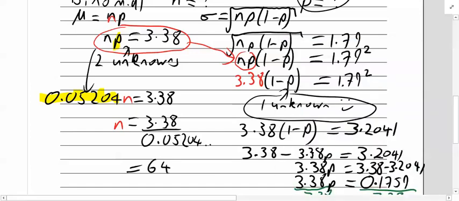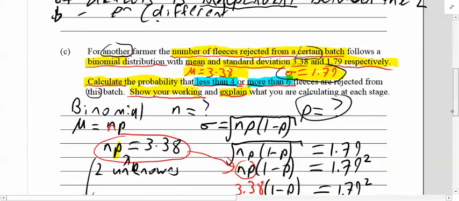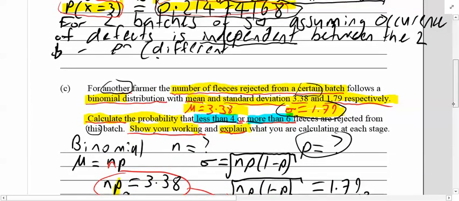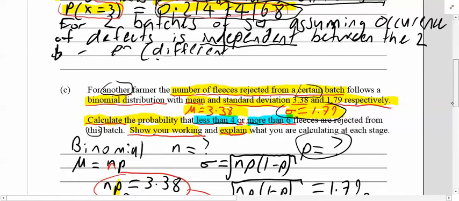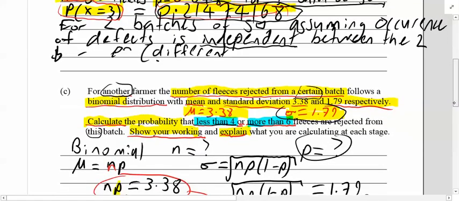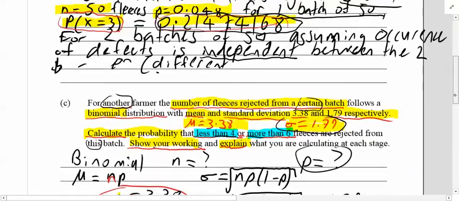So 64.948. Now, hold on, let's actually think about the context. What does N mean? N must be the number of fleeces in a batch, mustn't it? If you've done the previous question, that'll help you with that one. Number of fleeces in a batch, and it was 50 in the last batch.